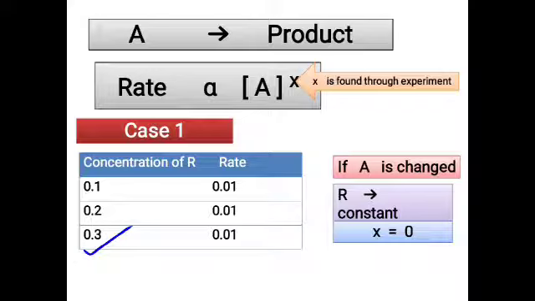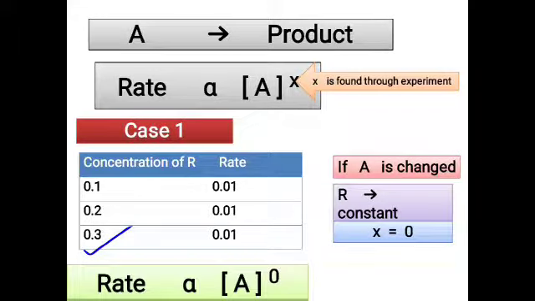So what will happen to the rate in this case? Rate is proportional to the concentration of A to the power 0. Reactions where the rate is proportional to the concentration to the power 0 are called zero order reactions.